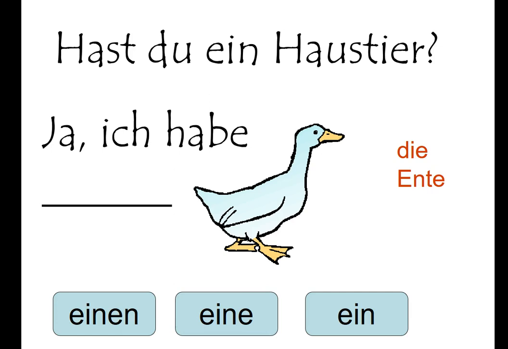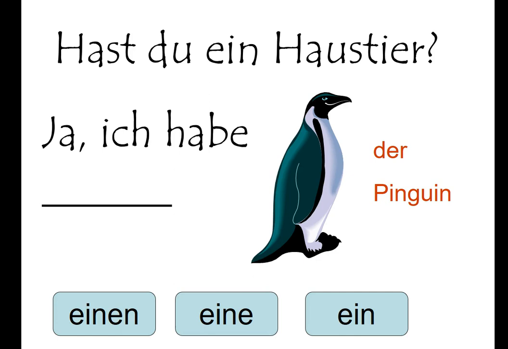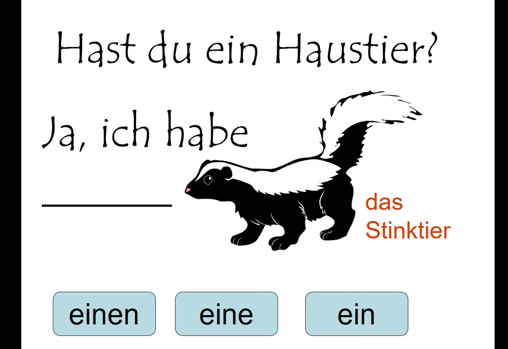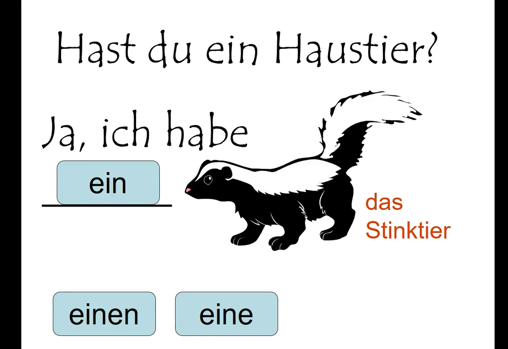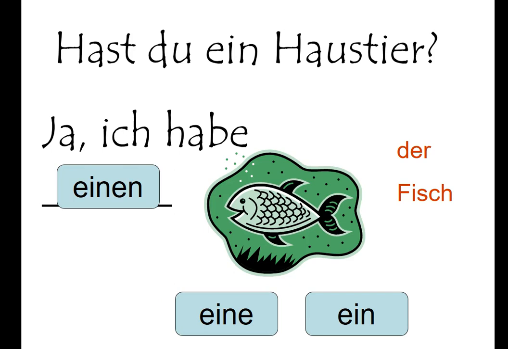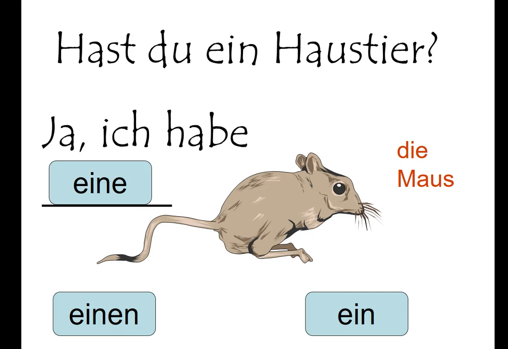Die Ente. Ja, ich habe eine Ente. Der Pinguin. Ja, ich habe einen. Das Stinktier. Ja, ich habe ein Stinktier. Der Fisch. Ja, ich habe einen Fisch. Die Maus. Ja, ich habe eine Maus.